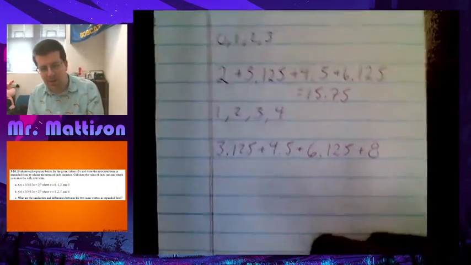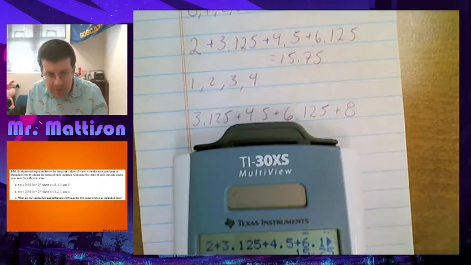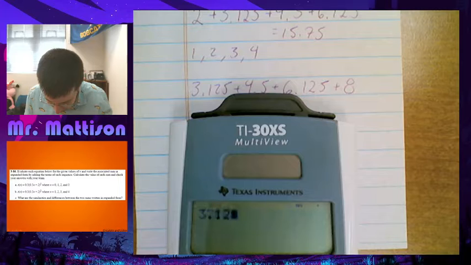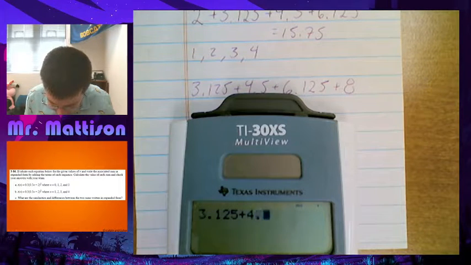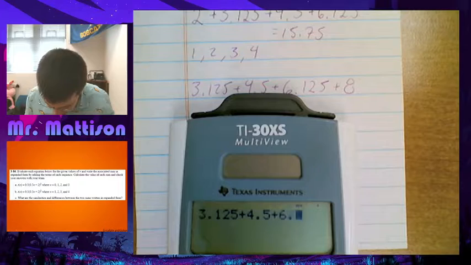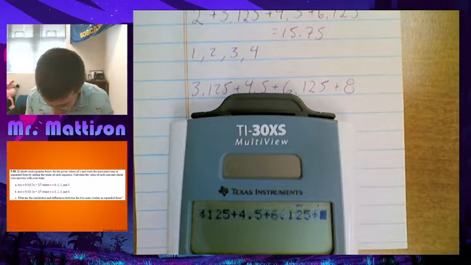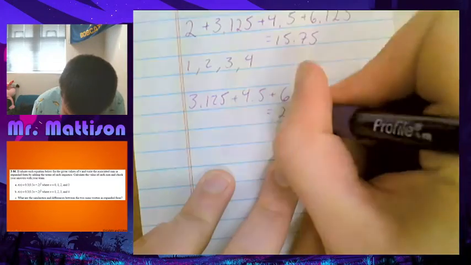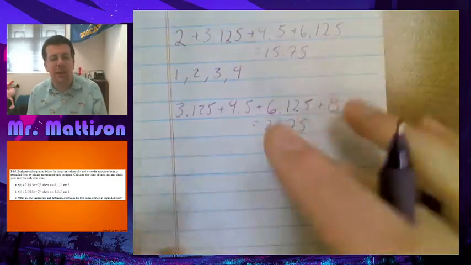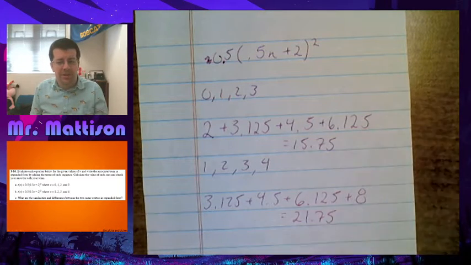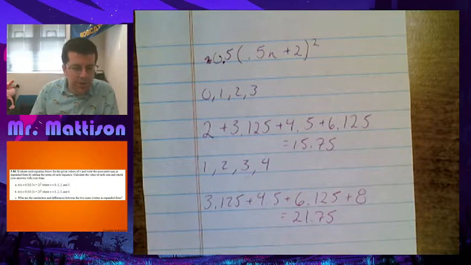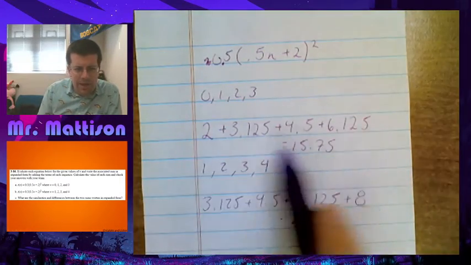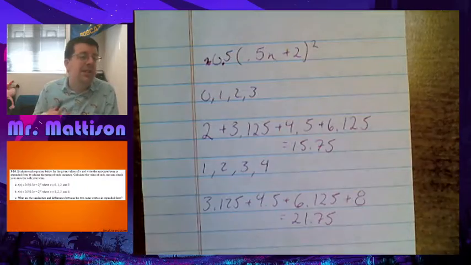So there's the 8. If I add up all of those, 3.125 plus 4.5 plus 6.125 plus 8, we get 21.75. Great. So those are summations. We just took the values, plugged them into our formula, and then added them all up and got our sum, hence the term summation.